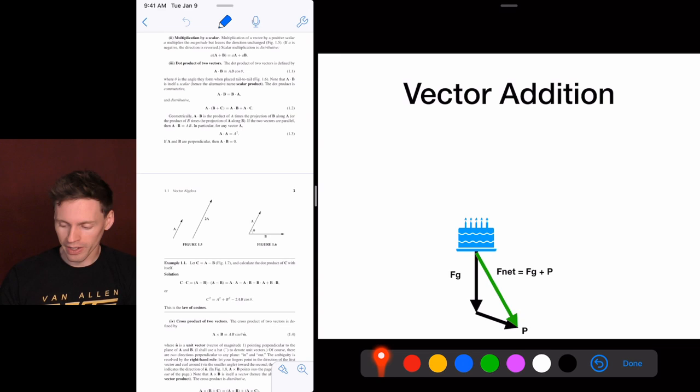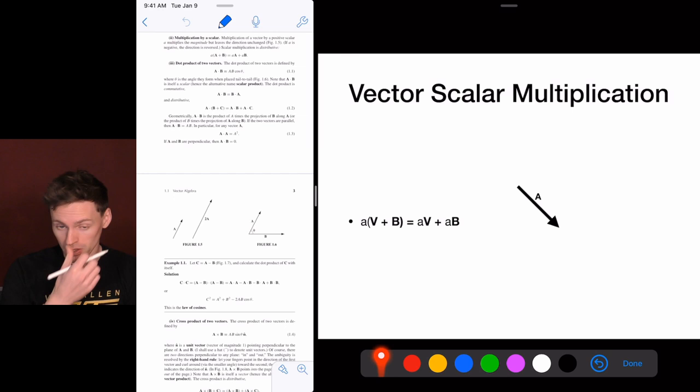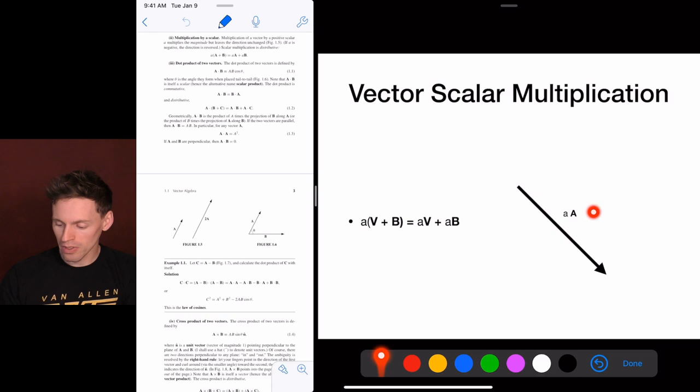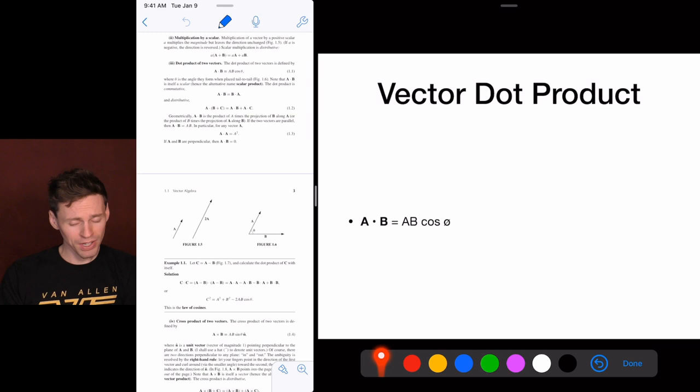Okay, so three types of multiplication. If we want to multiply a vector by a scalar, there are a couple of properties here. You've got one vector v and one vector b. If you want to add them together and multiply by a scalar, it's distributive: a times v plus a times b. It doesn't matter whether you add the vectors first, then multiply, or multiply each of them and then add them. It's the same thing. This is what happens when you multiply a vector by a scalar. It just gets longer.